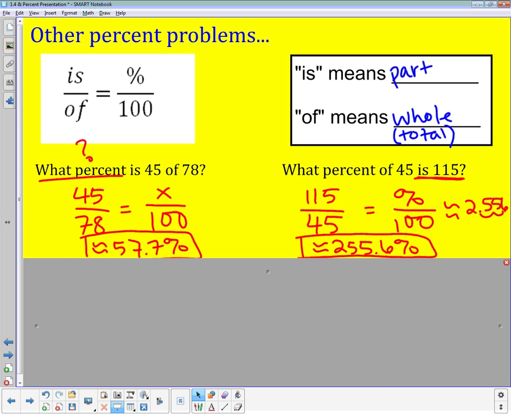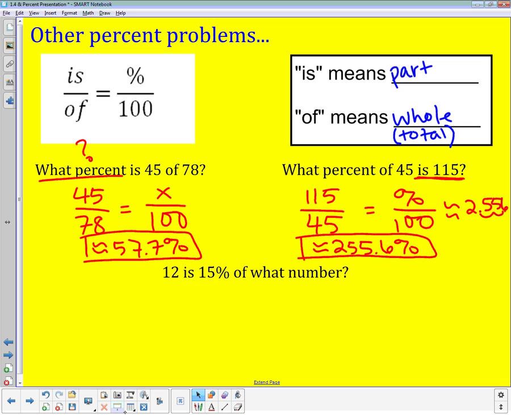Why don't you guys go ahead and see if you can pause the video at this time and figure out number 3. 12 is 15% of what number? So now you know the percent, you're trying to figure out the missing number. So you guys see if you can figure out that one.